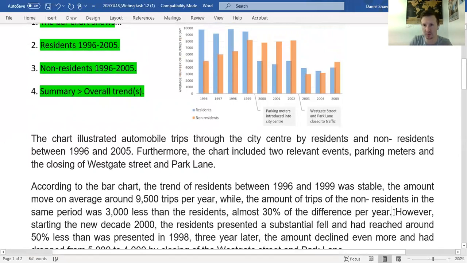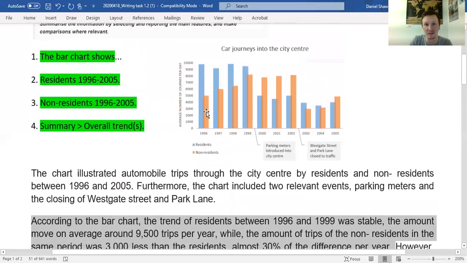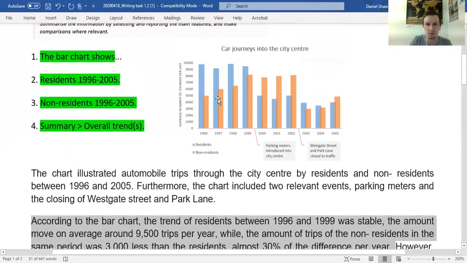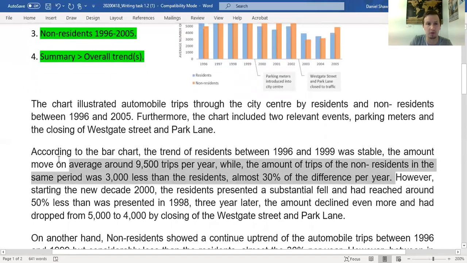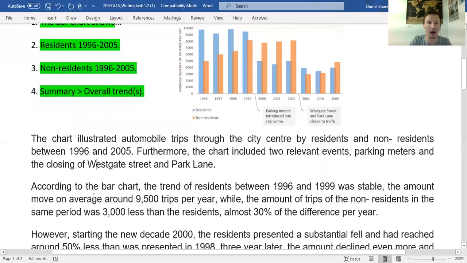And again, the first thing we need to do is put a full stop, period, here. So the trend of residents between 1996 and 1999 was stable. So the trend is an upward trend for non-residents, and for residents, it's pretty steady. So yeah, that's fine. And for non-residents, 3,000 less than the residents difference per year. So there is a difference again, so that's a good point. At the moment, this is not very clear. So how can we make this clearer and more simple? And again, reduce those words down because there are far too many words. So let's have a look. So first we can just separate it out into 2 sections, and let's see how we can reduce this down.